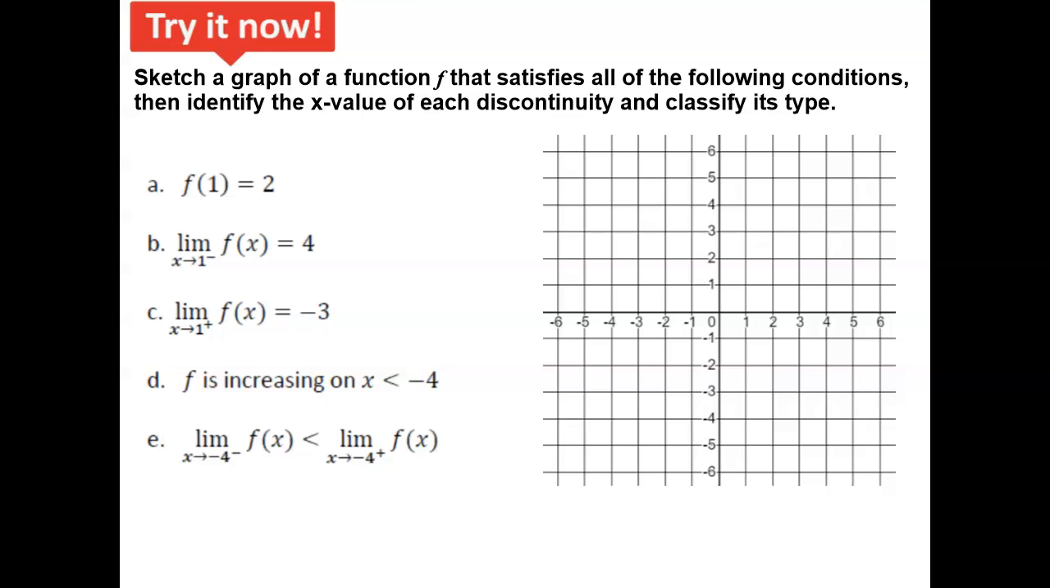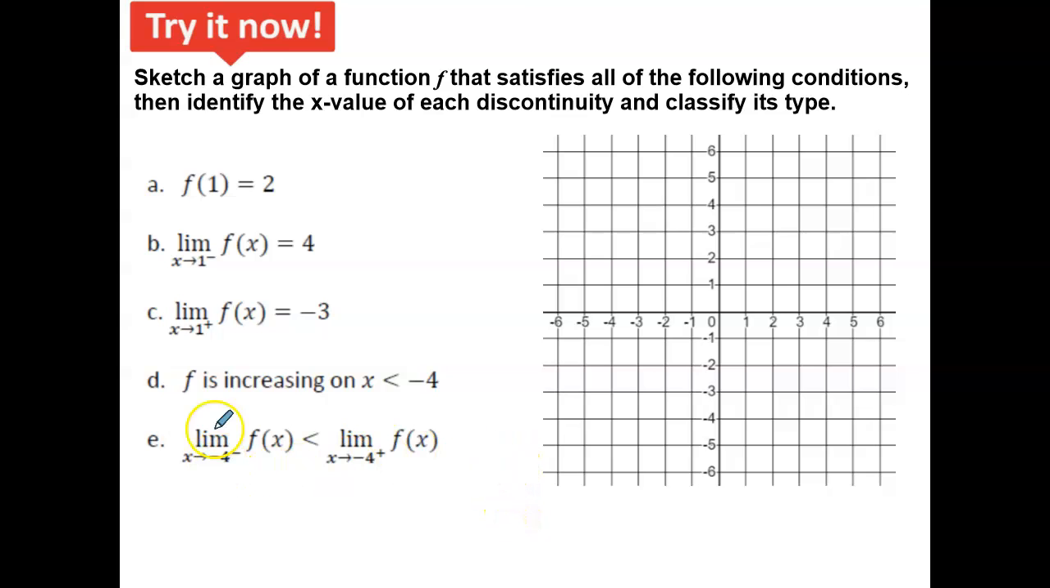Okay, so you're going to try this problem on your own on some scratch paper or a dry erase board, and you want to pause the video until you've sketched a graph of a function f that satisfies all of the following conditions, and identify the x value of each discontinuity and classify its type. So when you've given that a try, you can resume the video and we'll go over one of the possible solutions then.